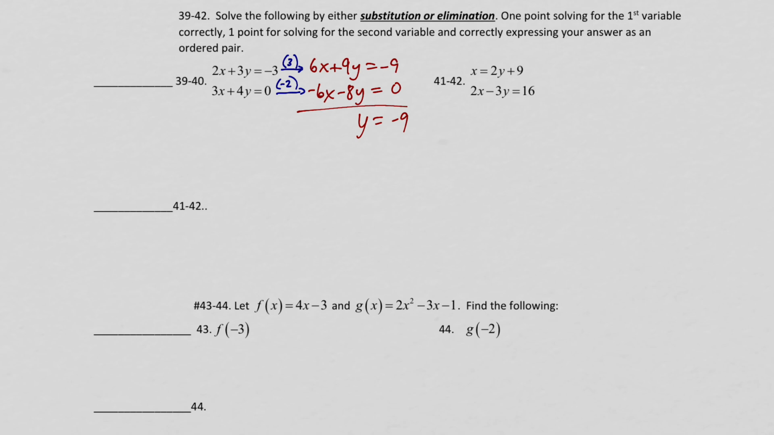Then I can take that and plug it back in here, here, here, or here. I'm going to plug it back in here because that looks like the easiest to me. So I have 3x plus 4y is equal to 0.